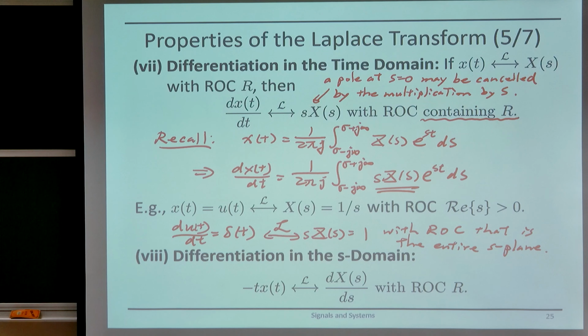All right. So you can also look at differentiation in the s domain, which will give you, in the time domain, minus t x of t. The derivation is also pretty straightforward, starting by writing out directly the form of the Laplace transform. So let me omit the derivation for this. Now let's look at a couple of examples.